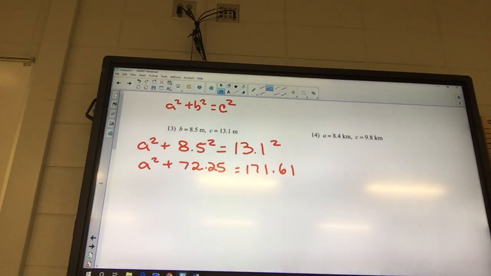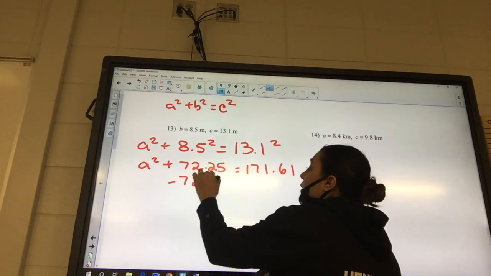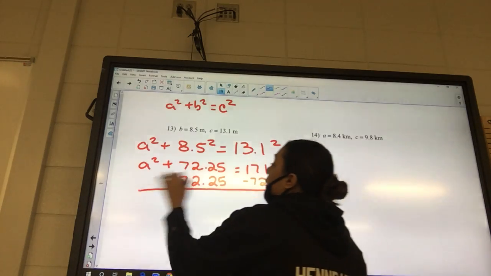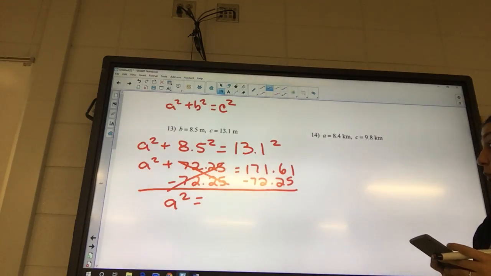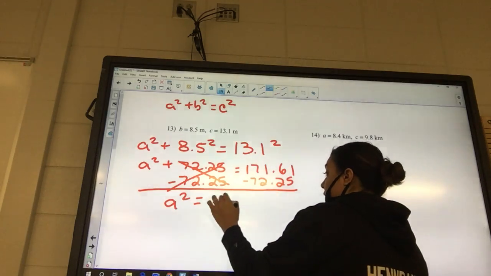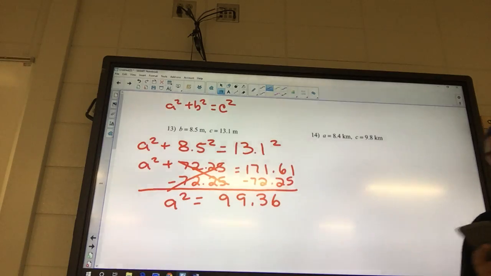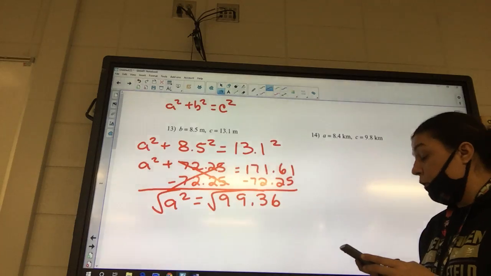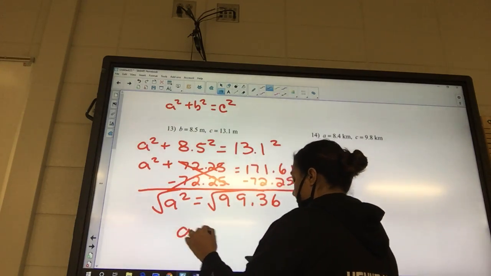Square root next. Not square root next, you forgot a step. The minusing. Okay, so we're gonna subtract 72.25 from both sides. So I have A squared equals 171.61 minus 72.25. Should give you 99.36. Now what's our last step, Sammy? Square rooting. Okay, so we got square root of 99.36.